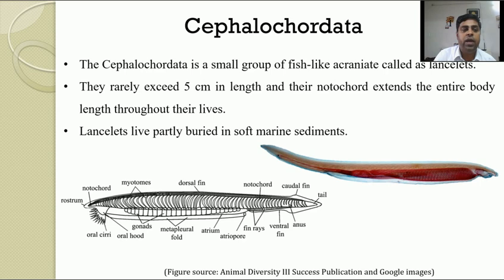So in this way, on the basis of the position of the notochord, these acraniata can be divided into three subphyla: hemichordata, which are referred to as partial chordates; urochordata, which are chordates having affinity towards this group only at the juvenile or larval stage; and in the cephalochordata, the notochord is present throughout the body length and is a persistent one.